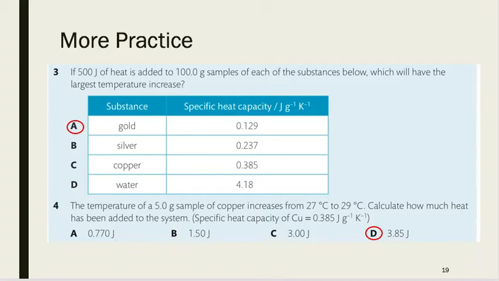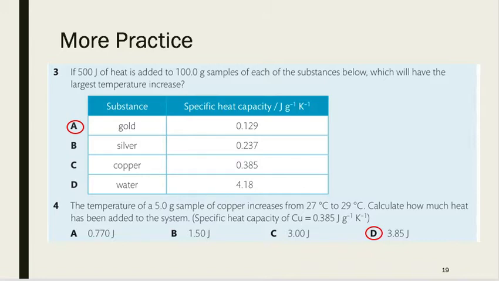All right, number 4. The temperature of a 5.0 gram sample of copper increases from 27 to 29 degrees Celsius. Calculate how much heat has been added to the system. The specific heat capacity of copper is given as 0.385. So you should go ahead and try to calculate this.